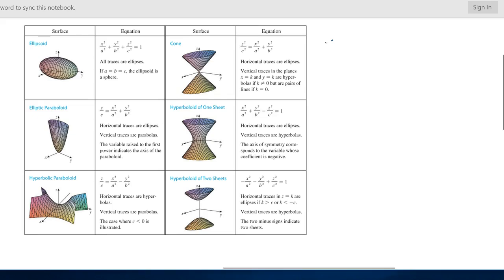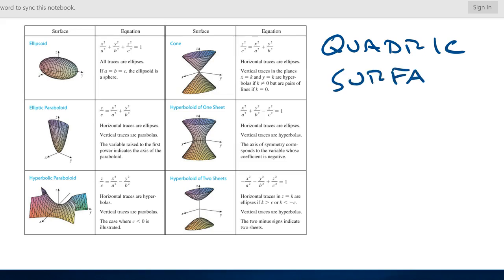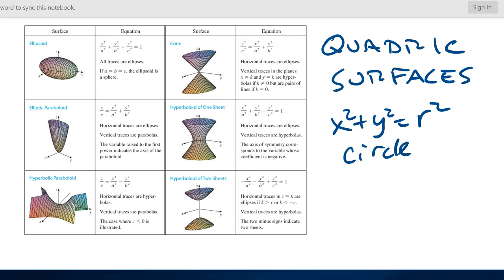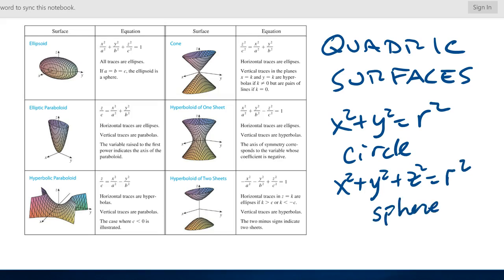Now let's talk about what are called quadric surfaces. They are kind of like what you saw in algebra or in geometry as well. In those classes you had x squared plus y squared equals r squared, and this was a circle. We talked about spheres before: x squared plus y squared plus z squared equals r squared, and that was a sphere. Just add the z to that, that's a sphere.